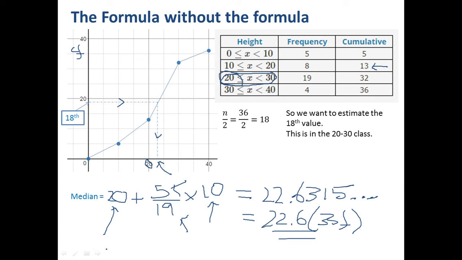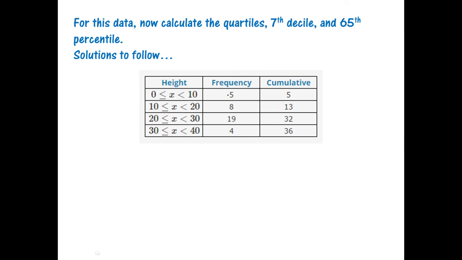If now it looks like 55, that's an arrow. Paranoid about my arrows. To practice this, we'll try using the same data and calculating the quartiles, the 7th decile and the 65th percentile. So what I would recommend is pausing the video and trying that out yourself, and then checking the solutions that follow.